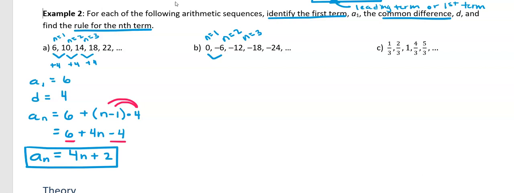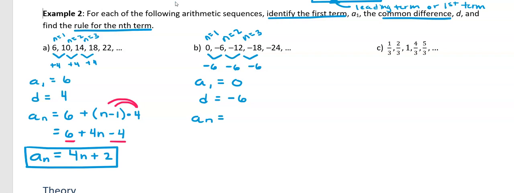So in this case, it looks like we're actually subtracting 6. 0 to negative 6 would need to be subtracting 6. From negative 6 to negative 12, it looks like we're subtracting 6. From negative 12 to negative 18, it looks like we're subtracting 6. So we already have identified, we just need to write down our first term, which is a sub 1, which in this case is 0, and our common difference, which we've determined is negative 6. Now we're going to put it into the formula, a sub n.